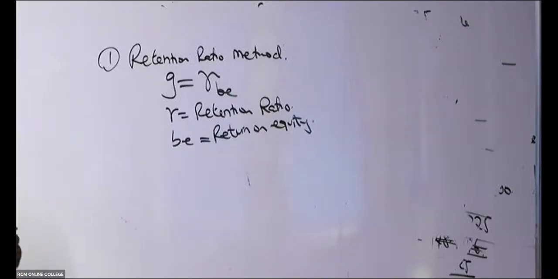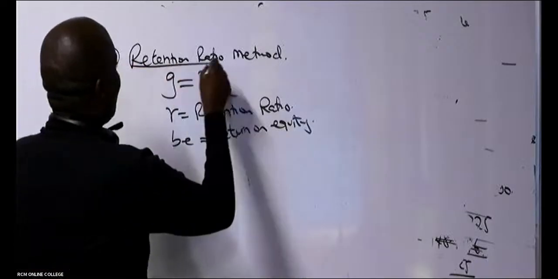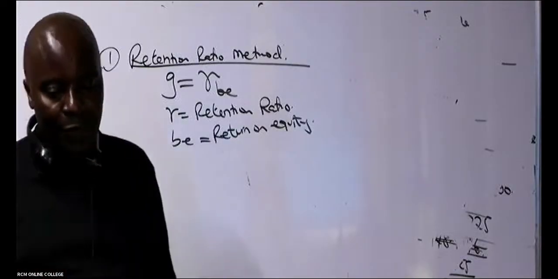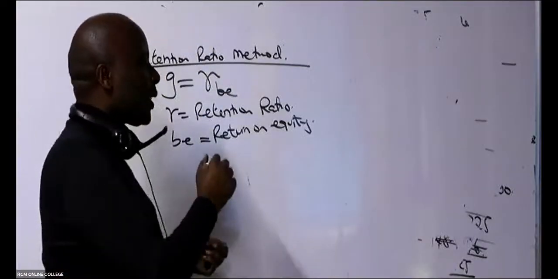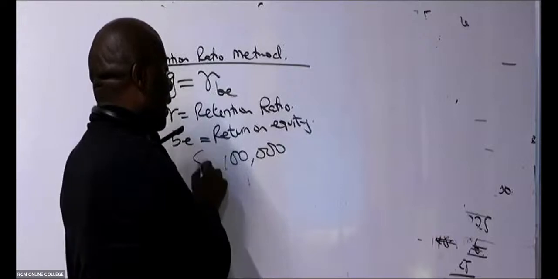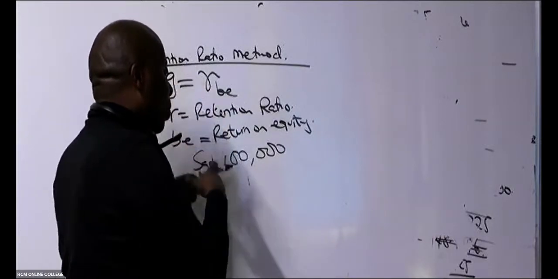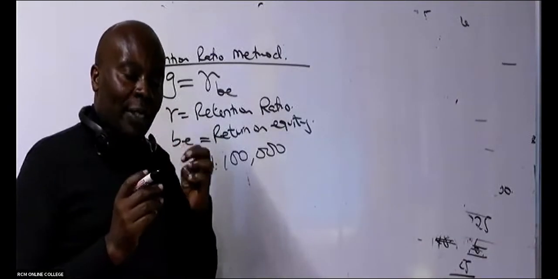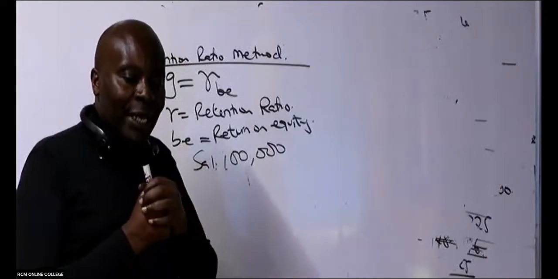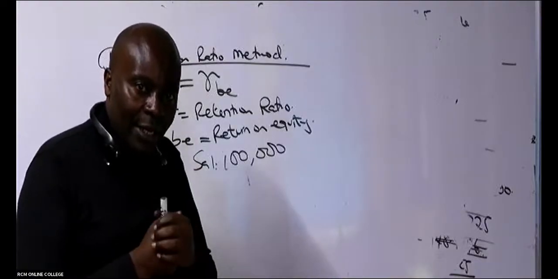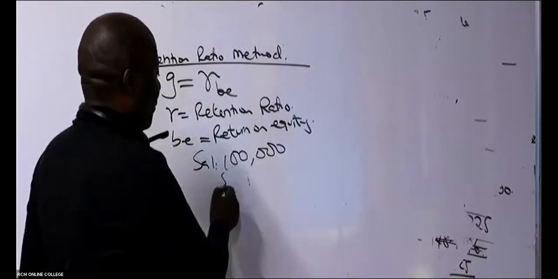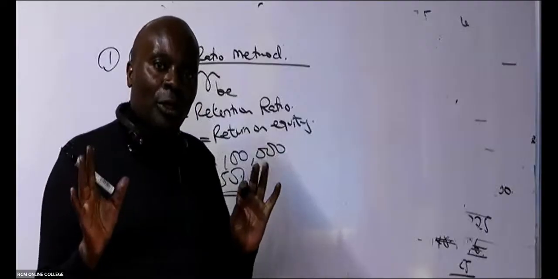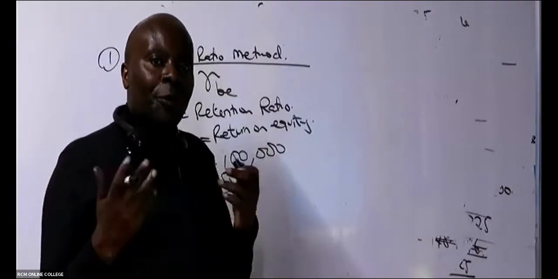Very important, ladies and gentlemen, for you to appreciate this method called the retention ratio method. Even in our normal lives, if you want to grow, assuming you are getting a salary of 100,000 and you're blowing up everything at the end of every month, you're not retaining anything, you will never grow. So you must be able to retain something. Maybe you are retaining 50%. If you leave this money in a bank account not earning interest, at the end of the day you will not be growing.